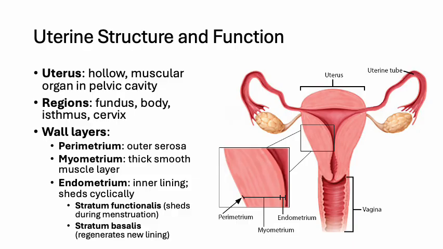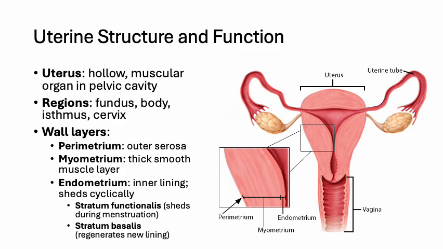Structurally, it has 3 layers. The perimetrium is a thin outer covering, while the myometrium makes up the bulk of the uterine wall, with smooth muscle that contracts during labor. The innermost layer, the endometrium, is where the fertilized egg implants.